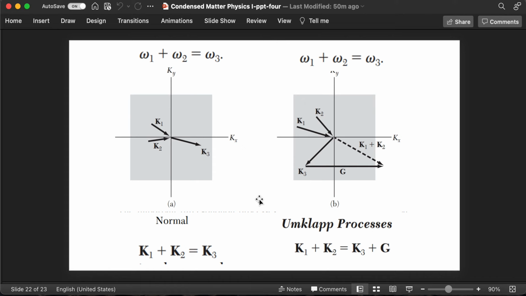Now notice, crystal momentum is not conserved here. The resultant k3 is in the opposite direction. k1 and k2 are in this direction. k3 is in this opposite direction, which means there is a loss of momentum.